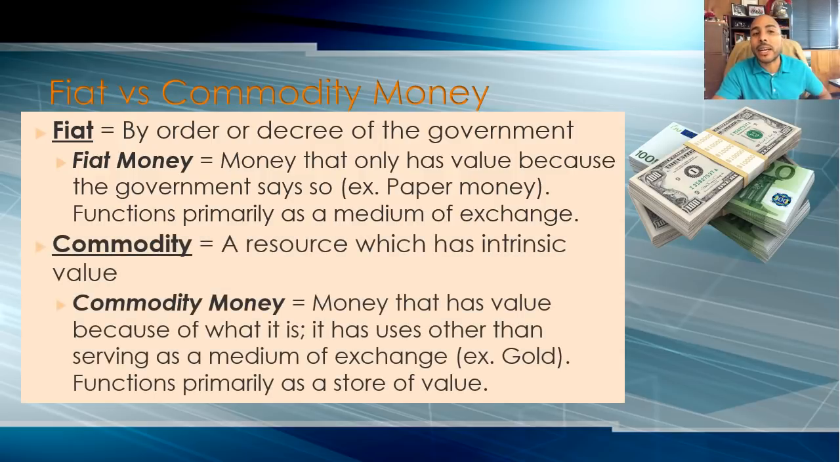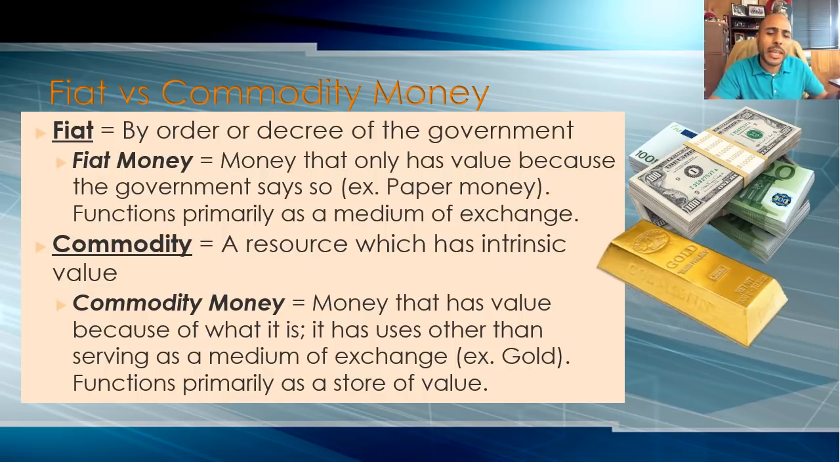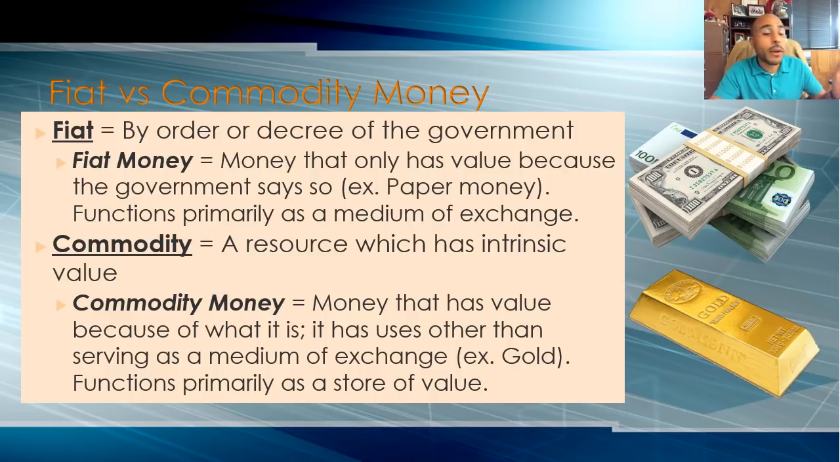Now, in the past, a lot of countries used what was called commodity money, money that has intrinsic value. Intrinsic value means that the thing is valuable because of what it is, not because the government says so. For example, gold is a great example of commodity money that's been used throughout the years. Gold would be valuable whether the government said it's valuable or not. And for that reason, gold functions primarily as a store of value. In other words, if your fiat money had a really high inflation rate, you could buy gold to protect the value of your money so that you don't lose purchasing power.